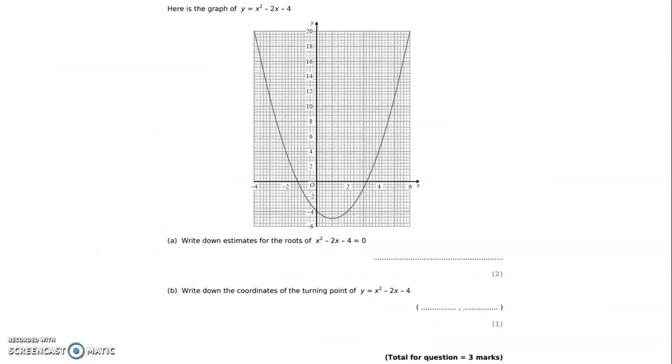Okay, this is an exam question. So I would like you to pause the video and see if you can answer this question, knowing what you now know about roots and turning points. So pause the video and give this a go.